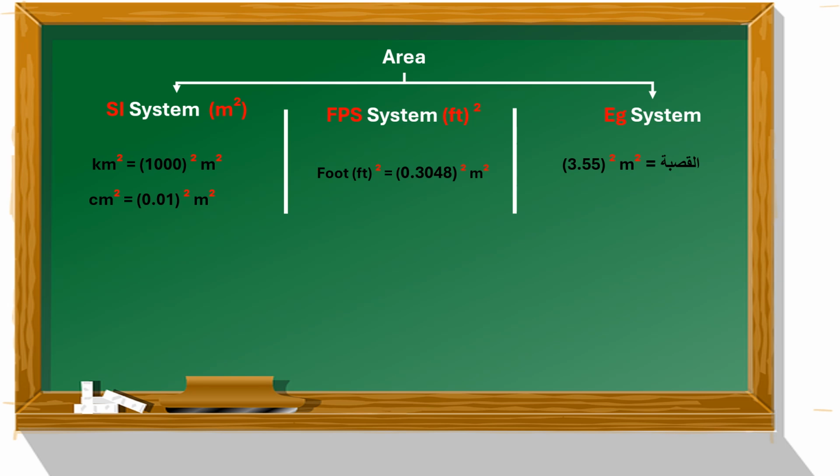Now that we've covered all the basic units, it's time to dive into derived units, starting with area. In the SI system, area is measured in square meters. But in the FPS system, we use square feet. Here's a cool trick. Since area is just length times width, we can convert any unit of length into area by simply squaring it. This means if we know how to convert between meters and feet, we can also convert square meters and square feet easily.